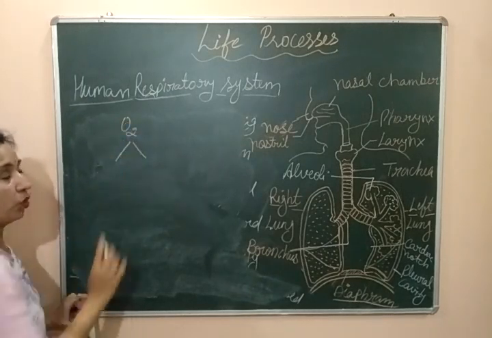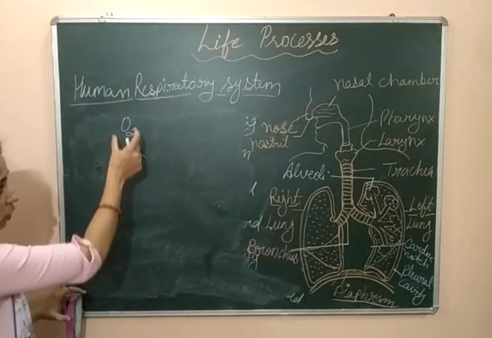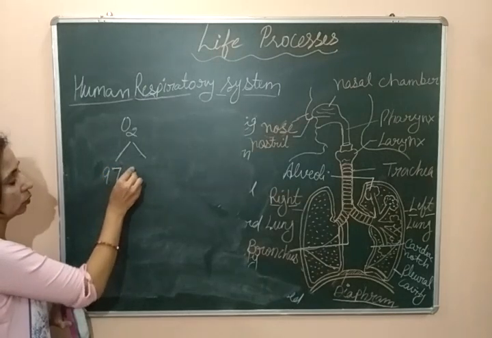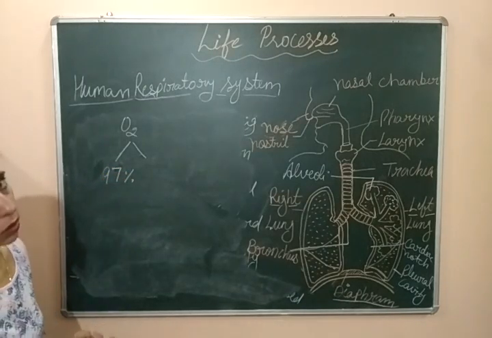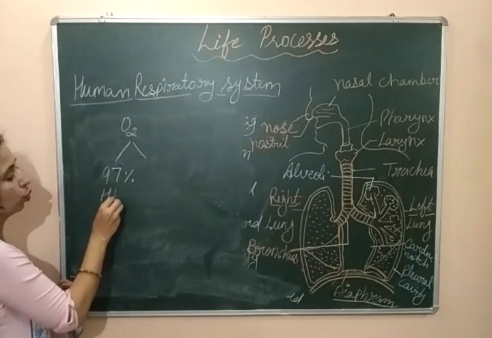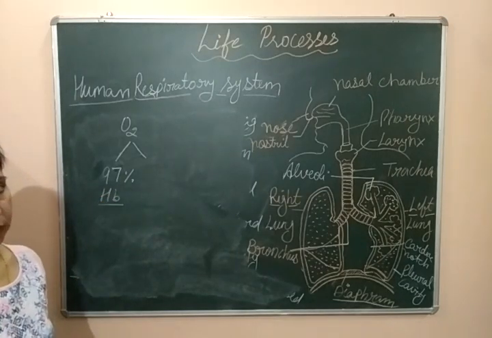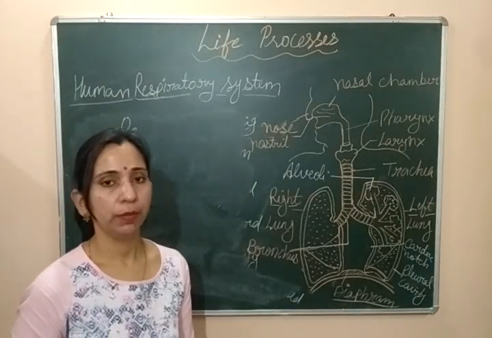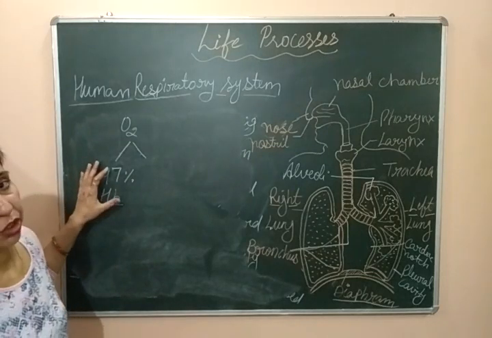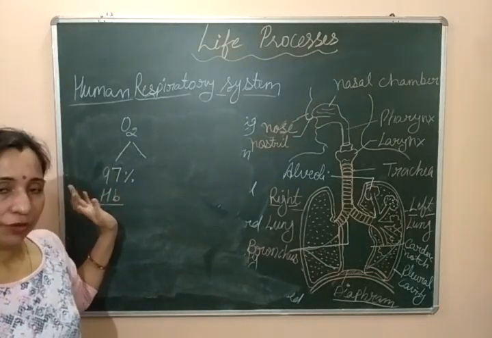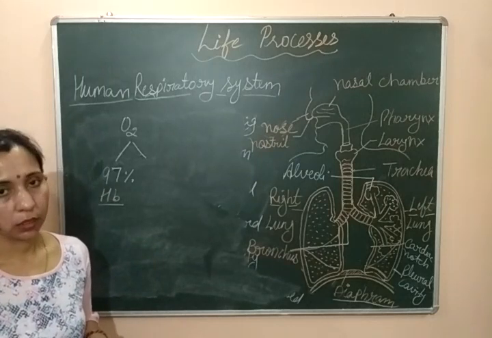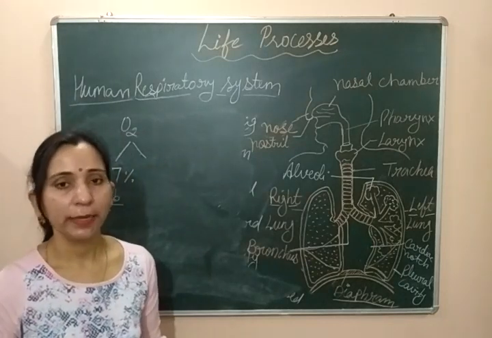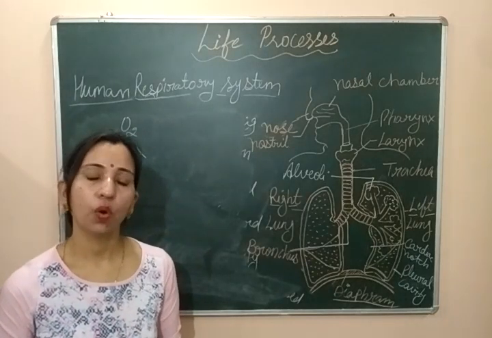The oxygen which comes inside the body, out of this oxygen, 97% is transported through the hemoglobin. Hemoglobin, as we already discussed, is the pigment present in our blood. हमारे blood में मिलने वाला pigment है, और यह pigment oxygen के transportation में help करता है. It's a pigment which contains protein and iron. Iron is the part of this hemoglobin. So this hemoglobin binds with the oxygen and transports the oxygen all over the body.